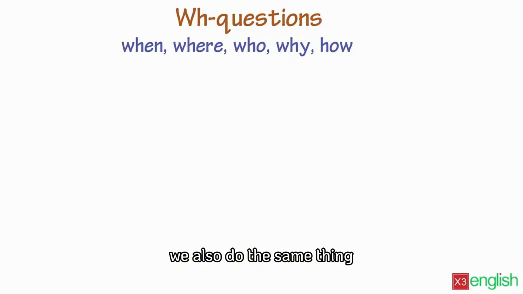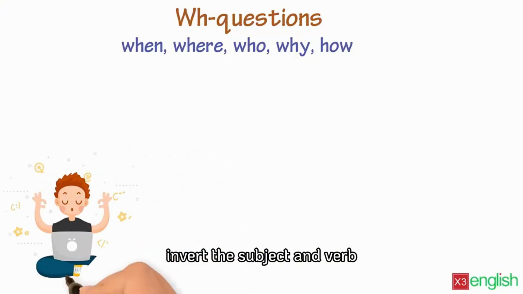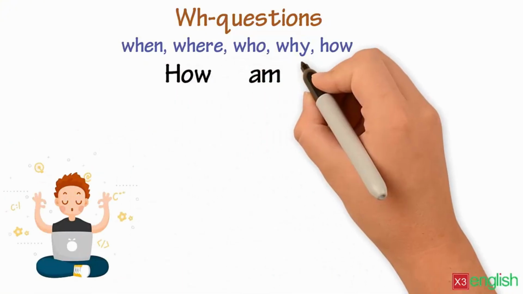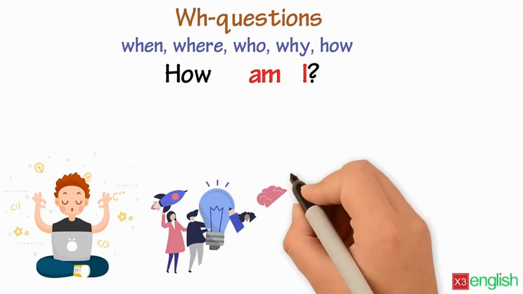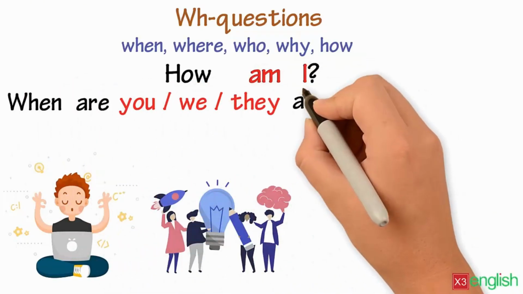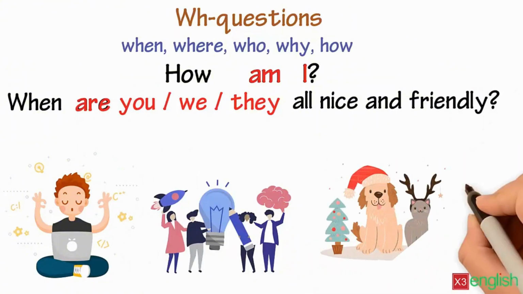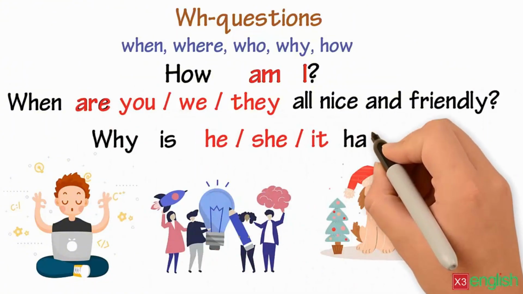With WH questions, which start with a question word such as when, where, who, why, and how, we also do the same thing. Invert the subject and verb. For example, how am I? When are you, we, they all nice and friendly? Why is he, she, it happy?